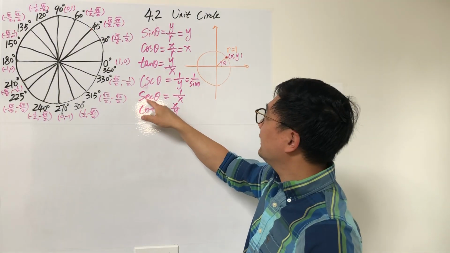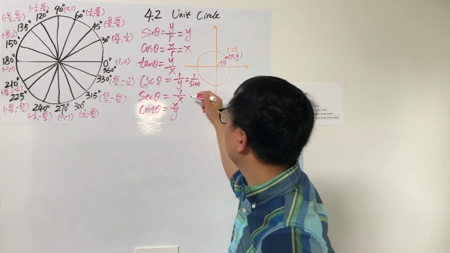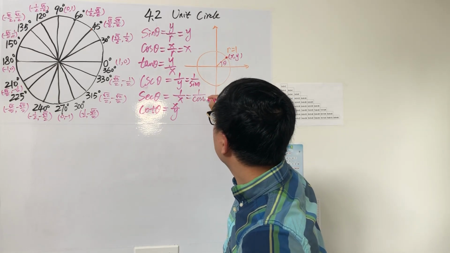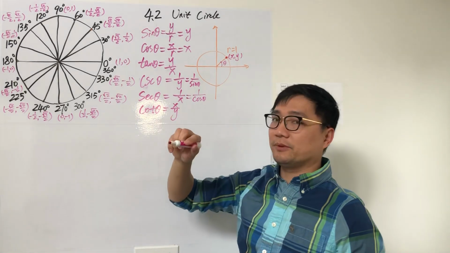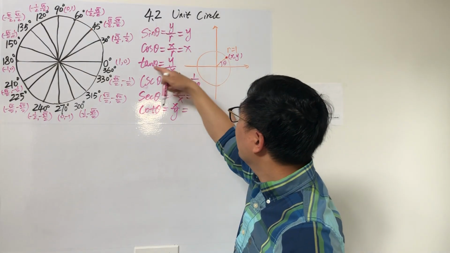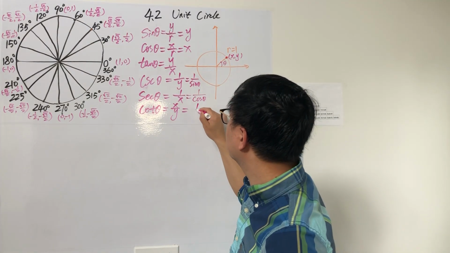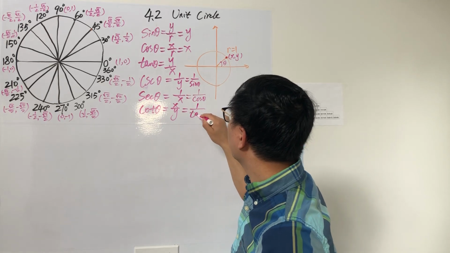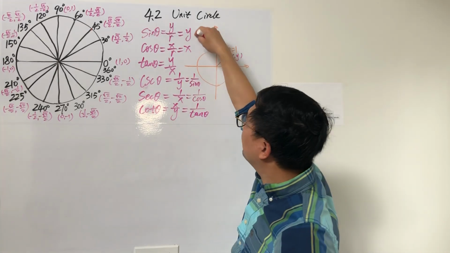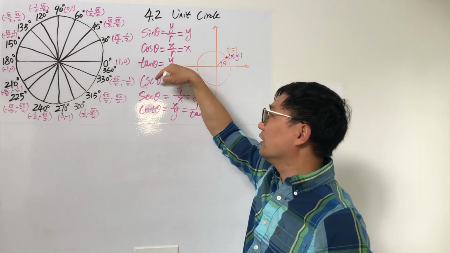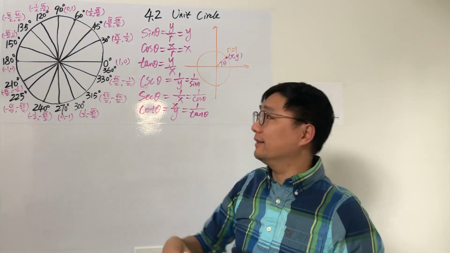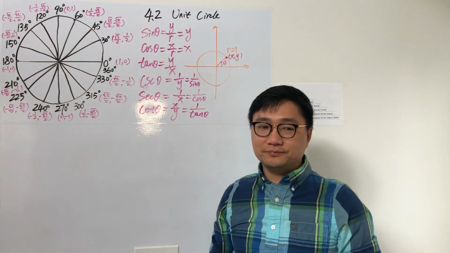Flip. And also secant, you see, secant is 1 over x, and x is cosine, that means 1 over cosine. That means secant is the reciprocal of cosine. Cotangent is x over y, and tangent is y over x, so you can say cotangent is 1 over tangent. That's why if you memorize only these 3, you should know the other 3, because the relationship is just the reciprocal, the flip. That's about the definition.